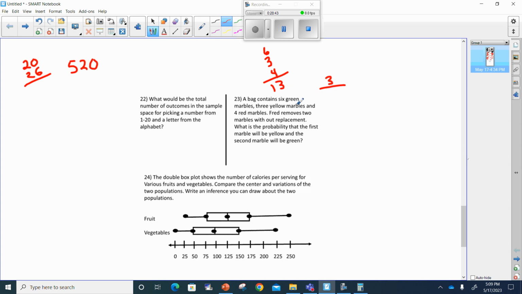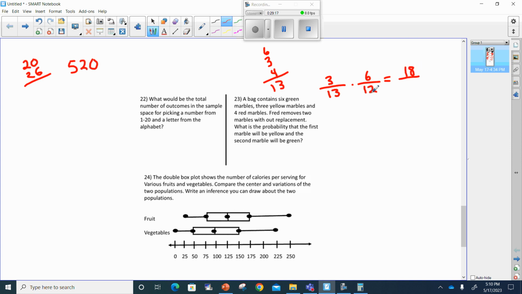So the first one is there's a 3 out of 13 chance of getting a yellow marble, and the second one being green. Now remember, the second time we never replaced that yellow marble. So though there are 6 green marbles left in the bag, there's now just 12 marbles left in the bag. Okay. When we do this, we multiply across, and we're going to see we have 3 times 6. That's going to be 18.